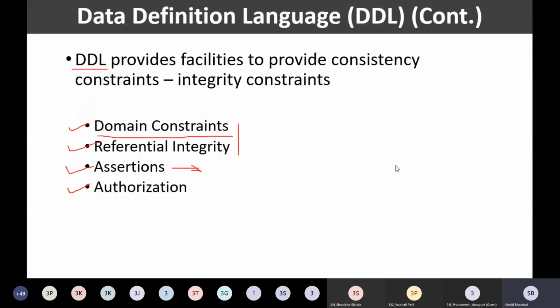So overall, we have seen four kinds of integrity constraints: domain constraints, referential integrity, assertions, and authorization. I hope you are clear with the concepts. If not, please let me know.